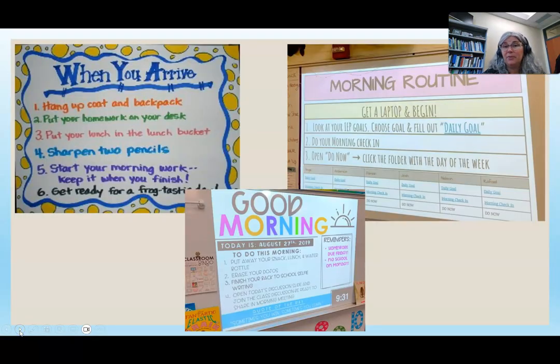Here are some examples. So from left to right, I have elementary, middle, and high school, and you can see you might have different focuses on what it is you want the students to do. You need to create one that works for your class and your students, but they all have a similar purpose: getting ready for the day.